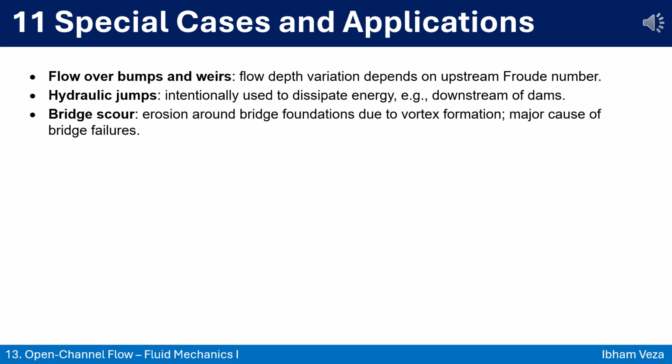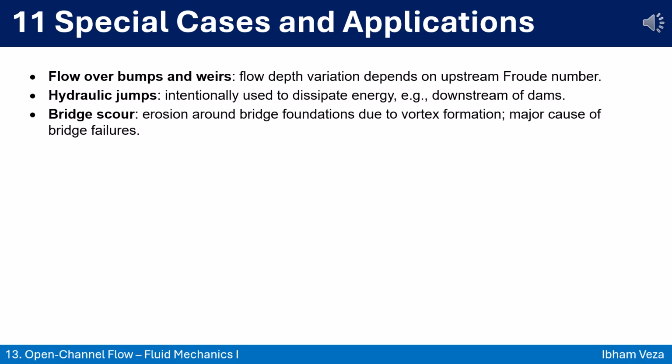Start with flow over bumps and weirs. It may look simple, but the physics depend entirely on the upstream Froude number. Supercritical and subcritical flows respond differently to obstructions. Whether the flow accelerates, decelerates, or forms standing waves depends on energy levels, not just the shape of the bump. So never underestimate a curve in the channel. It's a test of your understanding of flow regimes.